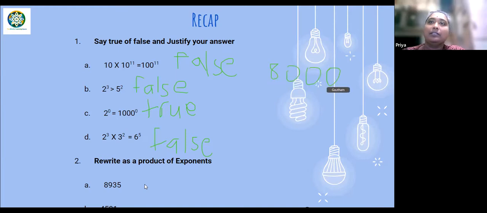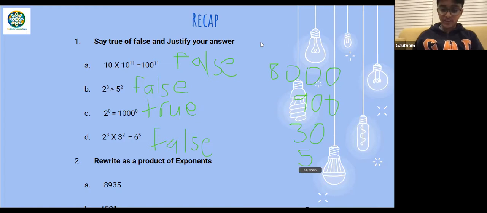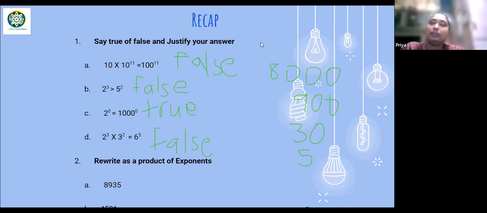Can you write it there itself? Okay, wait. Let me just clear so you can. Do you want me to open the whiteboard? No. So what do I do now to find the GCF or something? No, this is the expanded form. So now can you express 8,000 in exponent form? How do you express 8,000 in the exponent form?